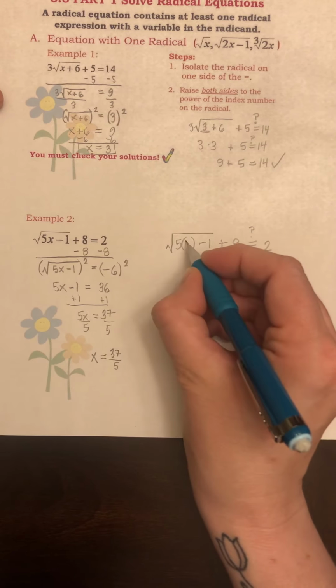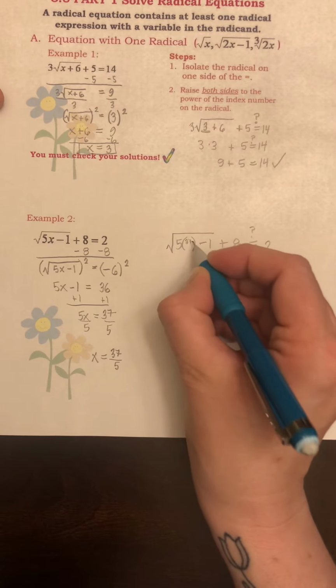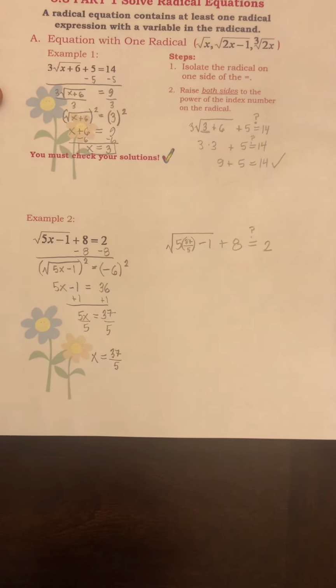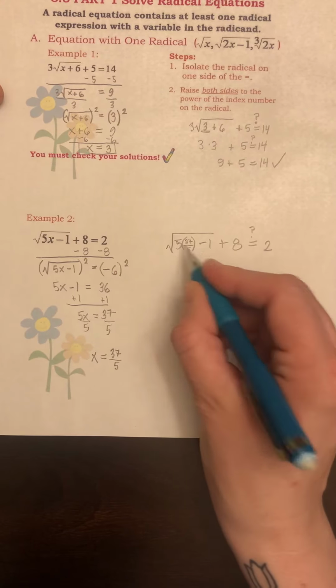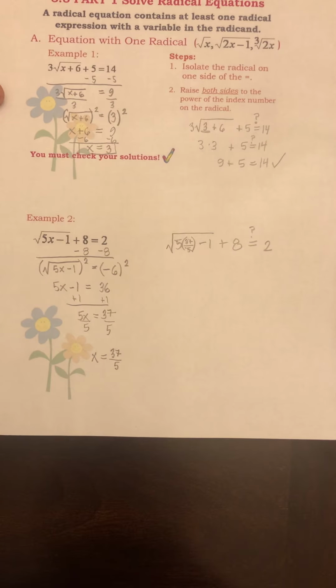So again, I'm going to take x out. I'm going to put 37/5 in its place. Well, if I multiply 5 times 37/5, the 5's cancel out, which leaves me with 37 minus 1. 37 minus 1 is 36, and that's a perfect square.